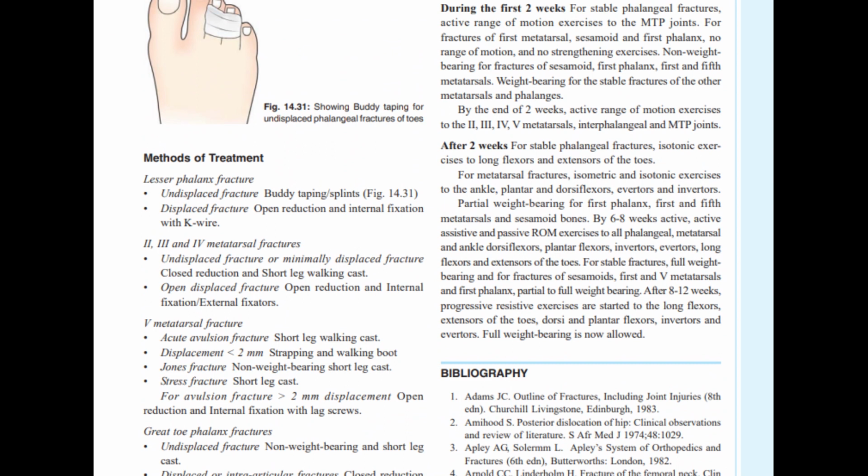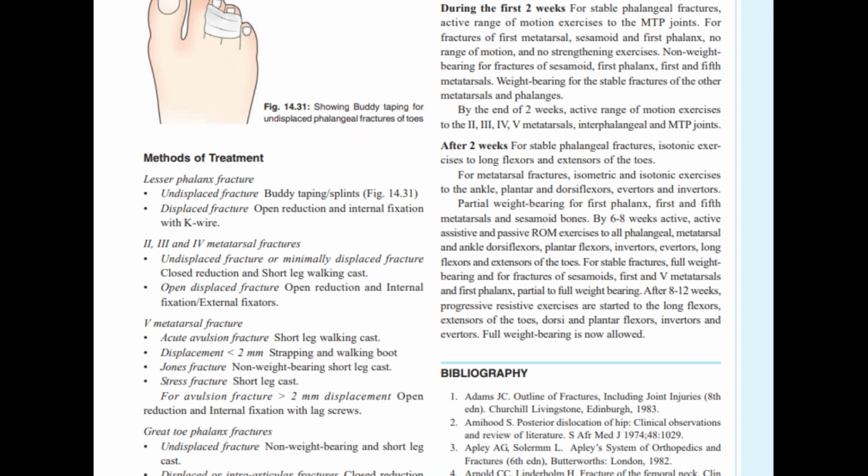Showing buddy taping for undisplaced phalangeal fractures of toes. Methods of treatment. Lesser phalanx fracture: undisplaced fracture, buddy taping, splints. Displaced fracture: open reduction internal fixation with K-wire. Second, third and fourth metatarsal fractures: undisplaced or minimally displaced fracture, closed reduction and short leg walking cast. Open displaced fracture: open reduction and internal fixation or external fixators.